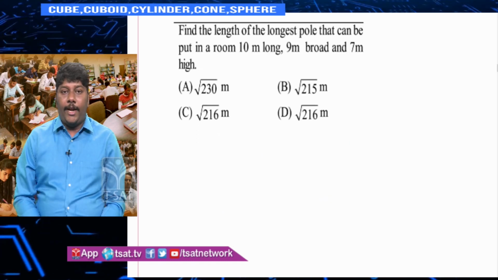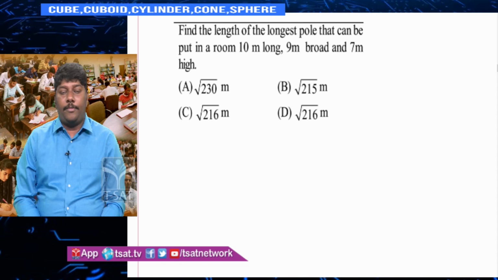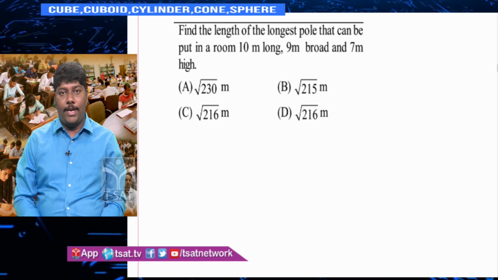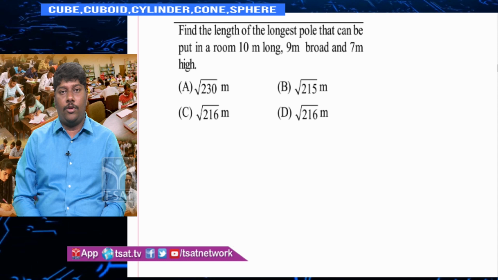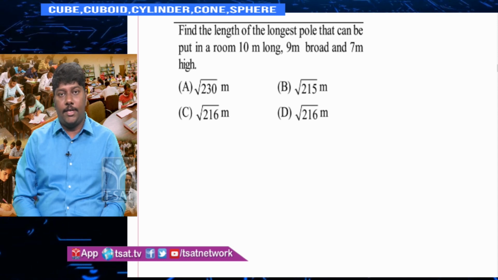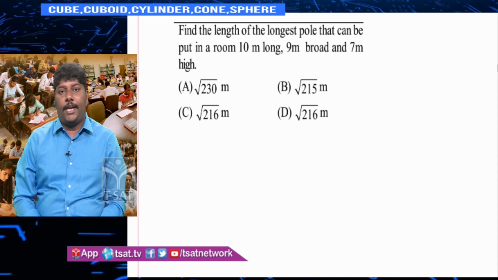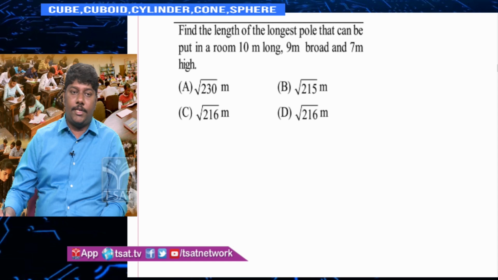See here, find the length of the longest pole that can be put in a room 10 meters long, 9 meters broad and 7 meters high. Here they are giving you the length, breadth and height of the cuboid. Instead of saying cuboid, he said room, and the longest length is nothing but the diagonal of the cuboid. What is the diagonal of the cuboid? We all know that the diagonal of the cuboid is under root of L square plus B square plus H square.